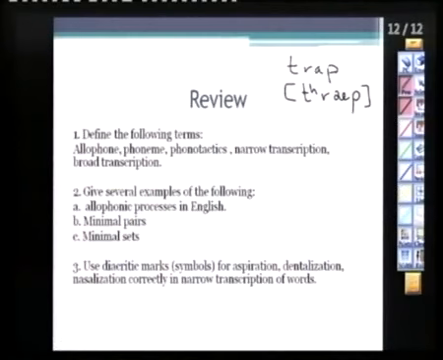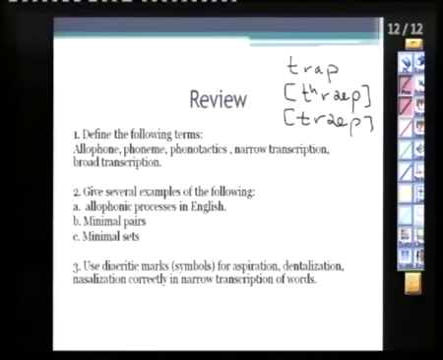This is narrow transcription because you add details. What is the detail that I added? The aspiration, the aspirated t. It's like a small h to represent that this sound is aspirated. Good? This is narrow transcription. What is a broad transcription? Exactly, no details. So a broad transcription would look something like this: trap, without any details, with no aspiration. Why? Because that is a broad transcription.